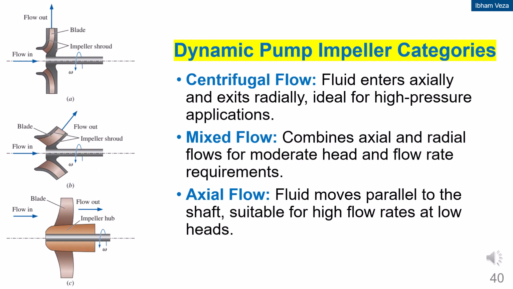Dynamic pump impeller categories. Centrifugal flow impellers accept fluid axially and discharge it radially to produce high head. Mixed flow impellers combine axial and radial characteristics for moderate requirements. Axial flow impellers move fluid parallel to the shaft and are suitable for large flow rates with low head. Each type is selected based on system head and capacity requirements. This classification is important in the early stages of pump design and selection.